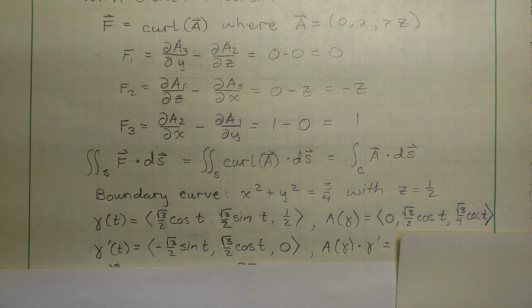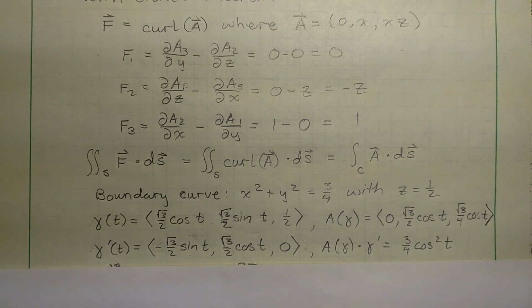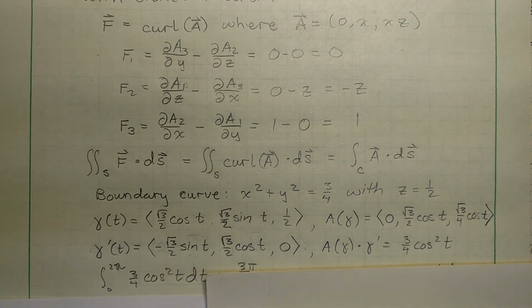That means that A of gamma dotted with the derivative of gamma is just 3/4 cosine squared t. So now I've got the line integral going from 0 to pi over 2 of 3/4 cosine squared t dt. And yes, we can use a power reducing identity there and go ahead and integrate. At this point, I'm running out of paper and time. I don't want the video to be too long, so I'll tell you it is 3/4, which was exactly what we got doing it directly.